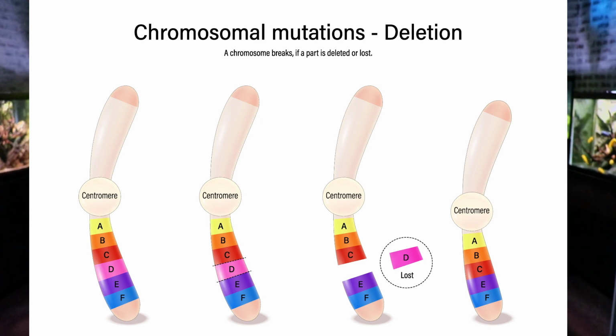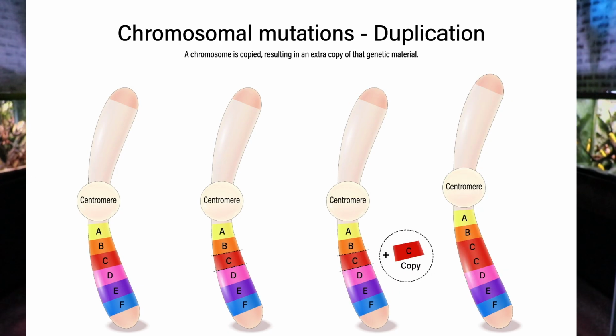This is almost always going to lead to a cell that is going to be non-viable because they've either lost a coding region of a gene, or they've lost a control center for a gene, which would be just almost as bad. Gene duplication, or chromosome duplication, is another potential type of chromosomal mutation.